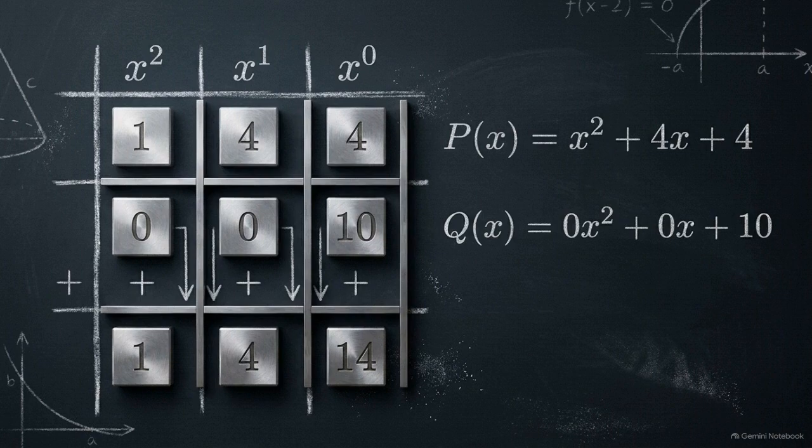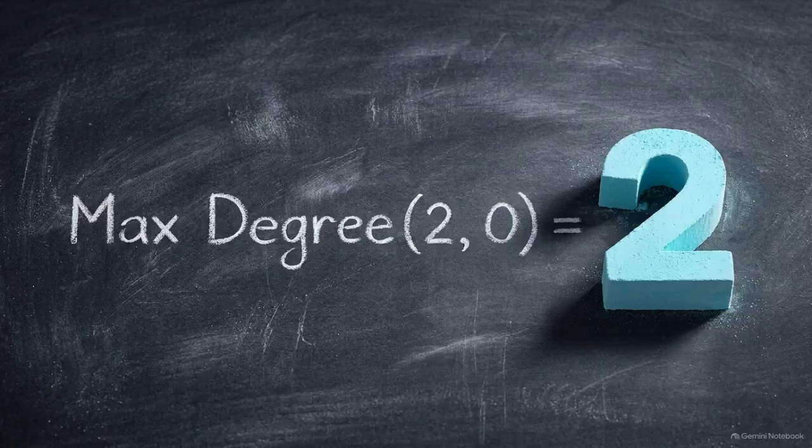When we place the constant 10 in the second row, we find empty slots in the columns for higher degree terms. To maintain the structure for a computer, we use zero padding. We assign a coefficient of 0 to the missing x squared term. We do the same for the linear x term. Summing down the columns reveals our final degree 2 result. Because missing higher degree terms are treated as zeros, adding a polynomial of a lesser degree will not increase the maximum degree of the result.